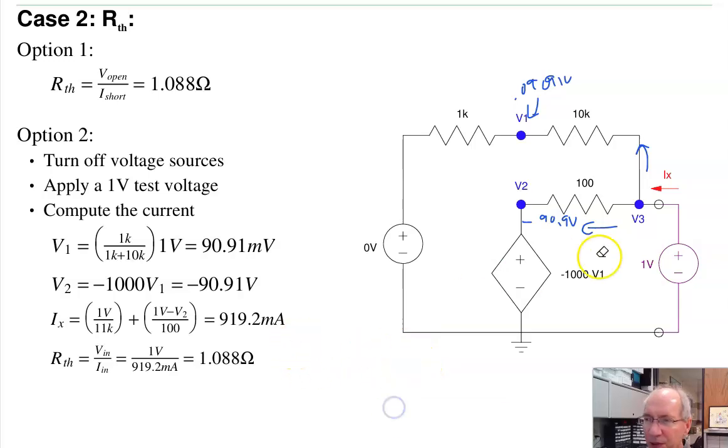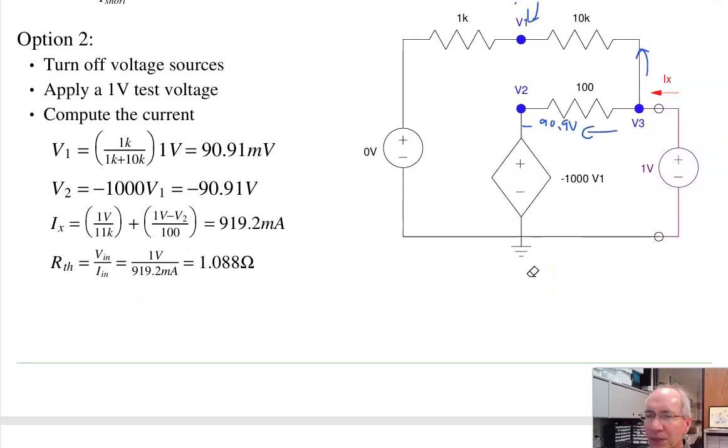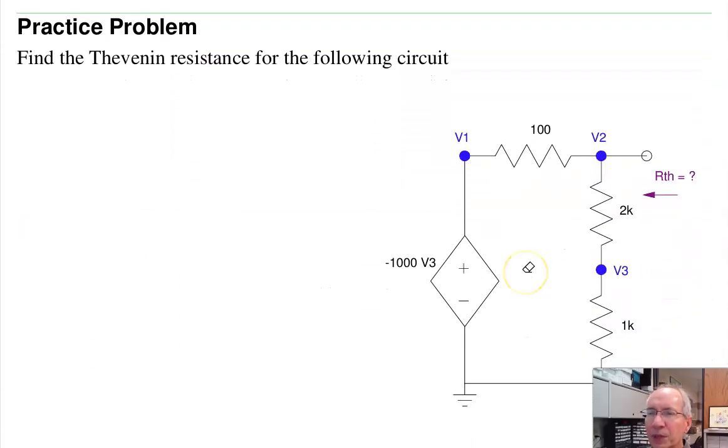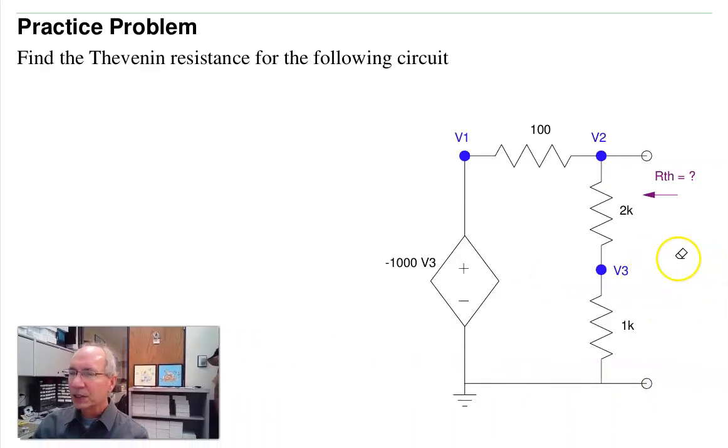So 1 volt results in 919 milliamps being drawn. The impedance is 1.088 ohms. Same answer as before. So either approach works. So here's a practice problem. Find the input impedance looking in.